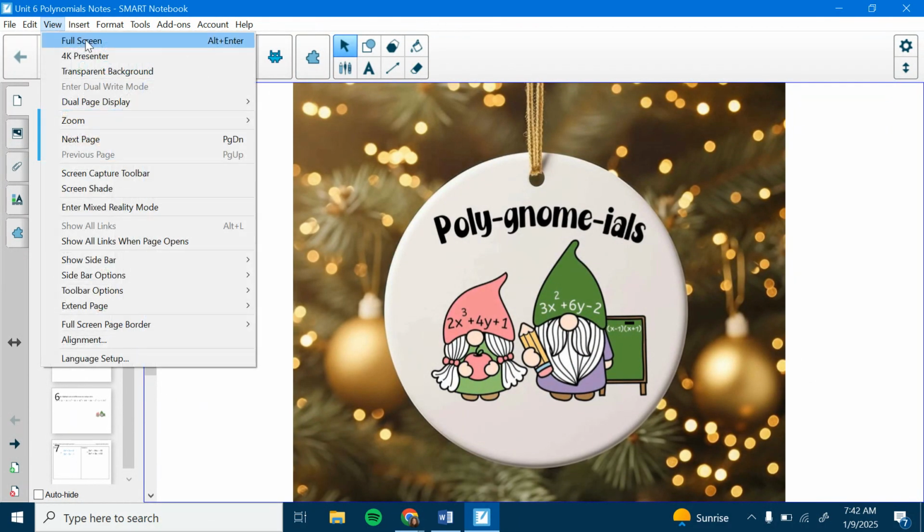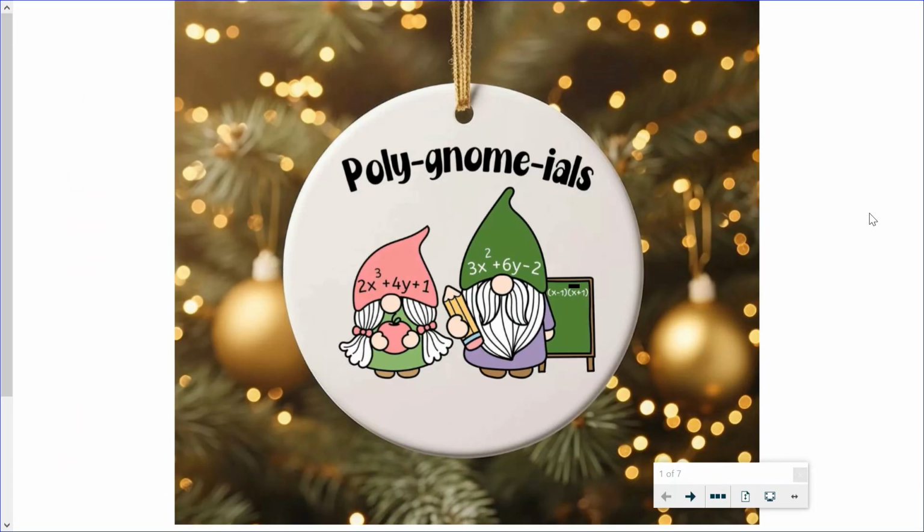Alrighty, so we are talking today about polynomials. This is the start of learning about polynomials, and I have my cute little gnome polynomials here that we get to take a look at.